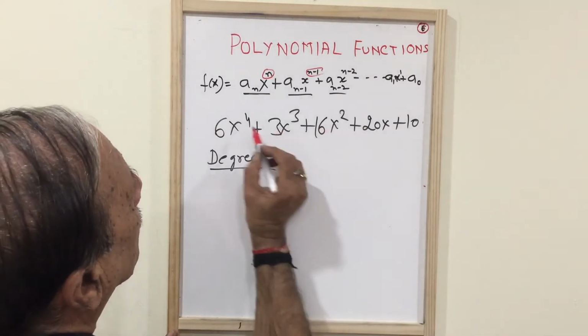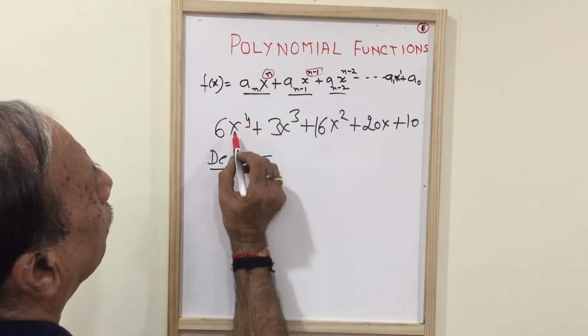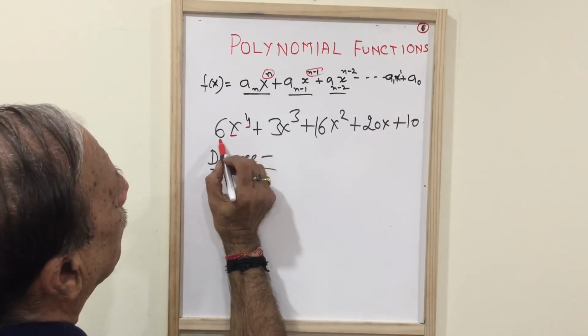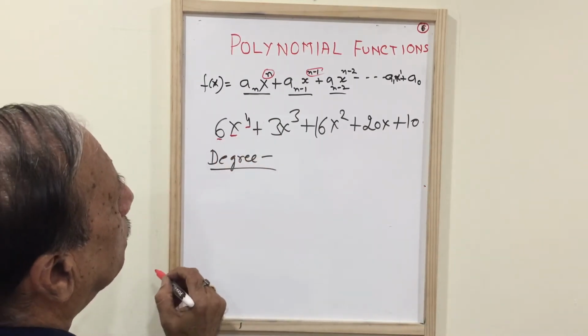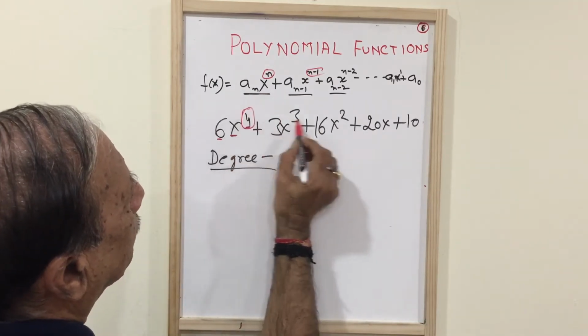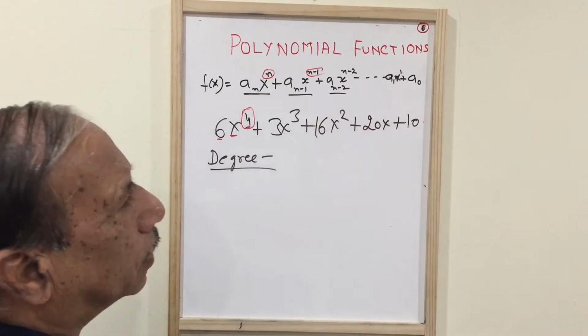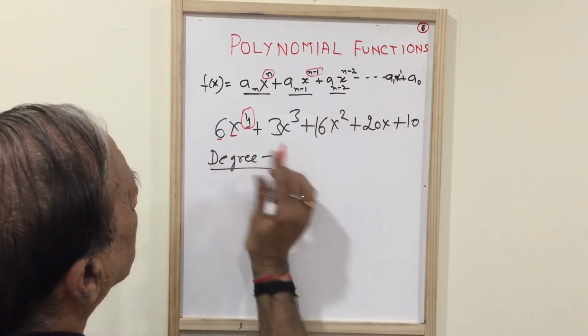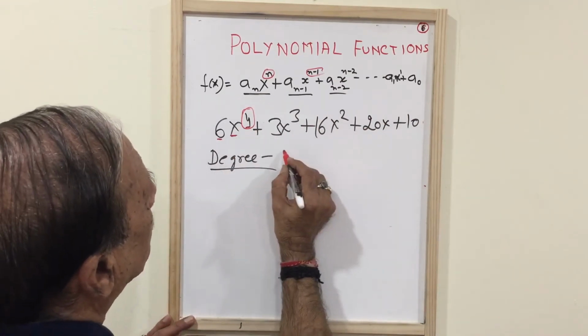We can see that 4 is the maximum power of the variable, x is a variable, and 6 is the coefficient of x to the power 4. So 4 is the maximum power available in this polynomial equation. So the degree of this polynomial is 4.